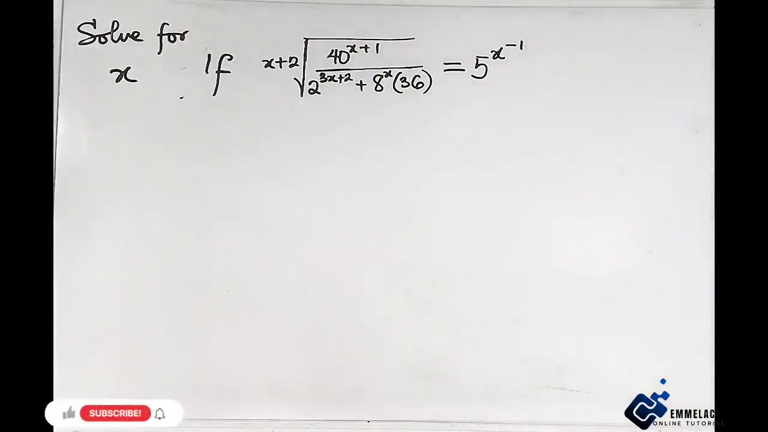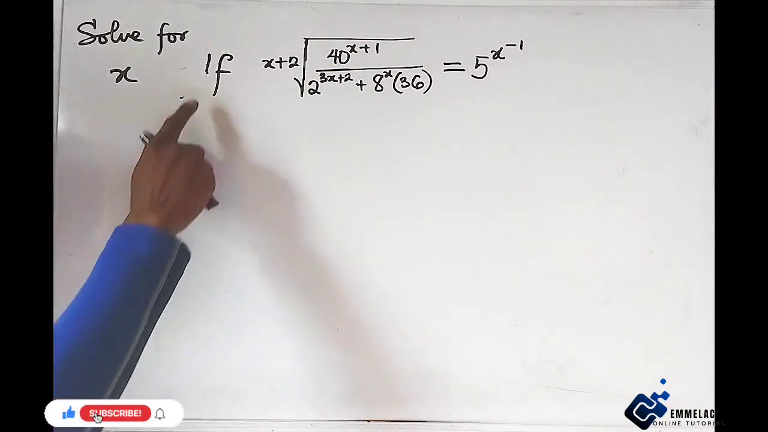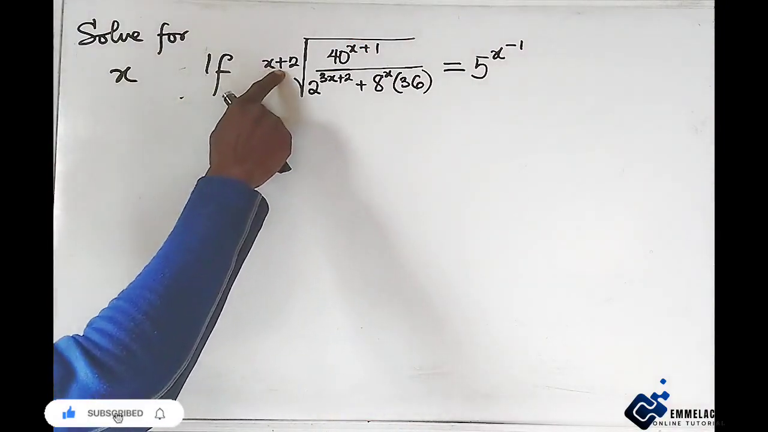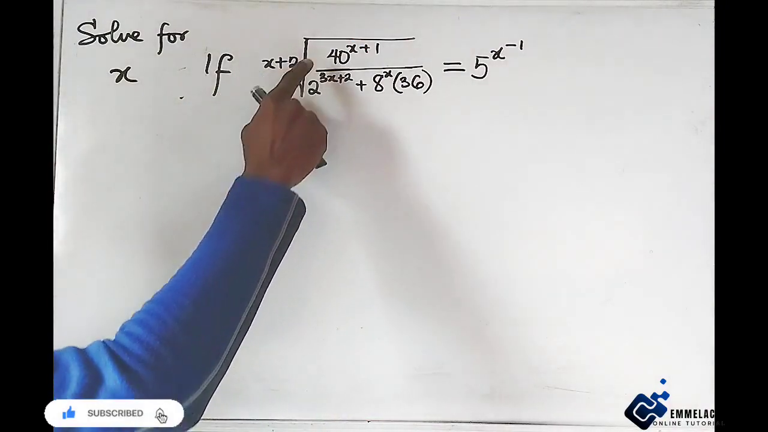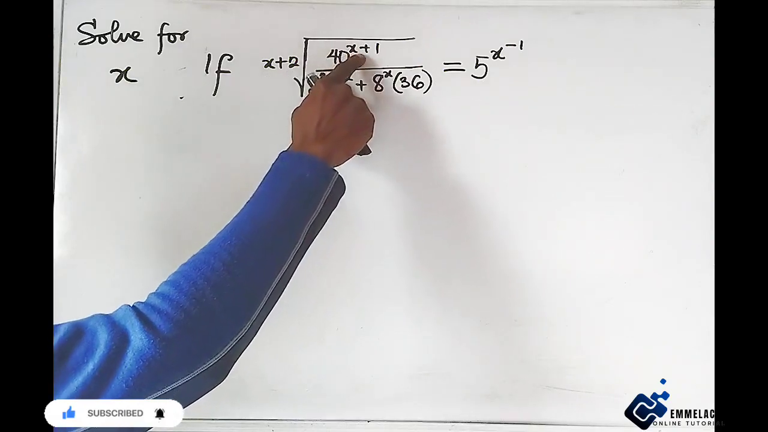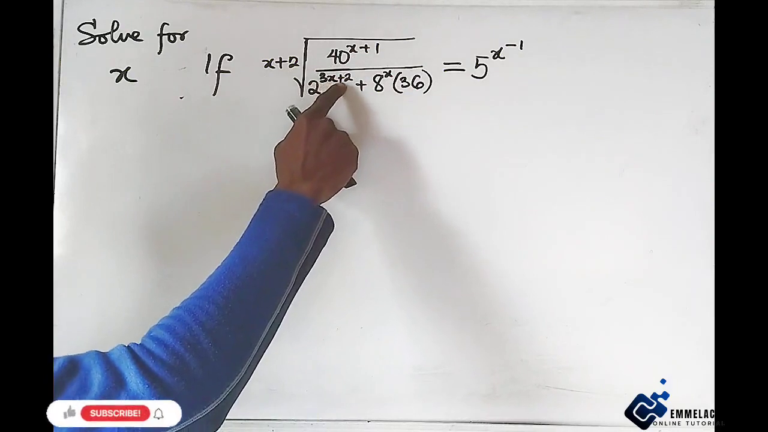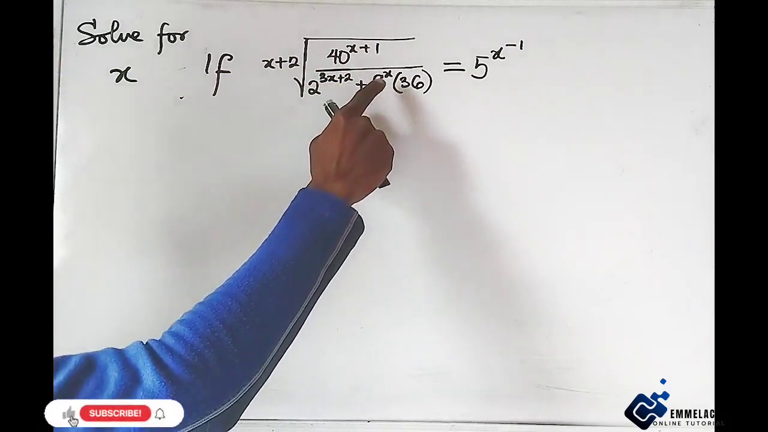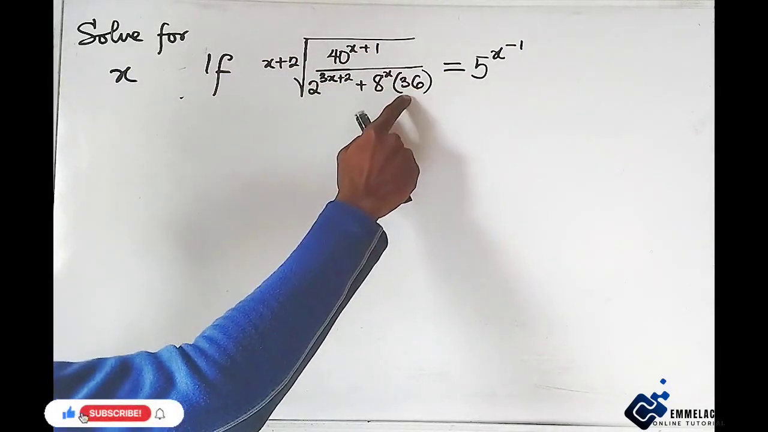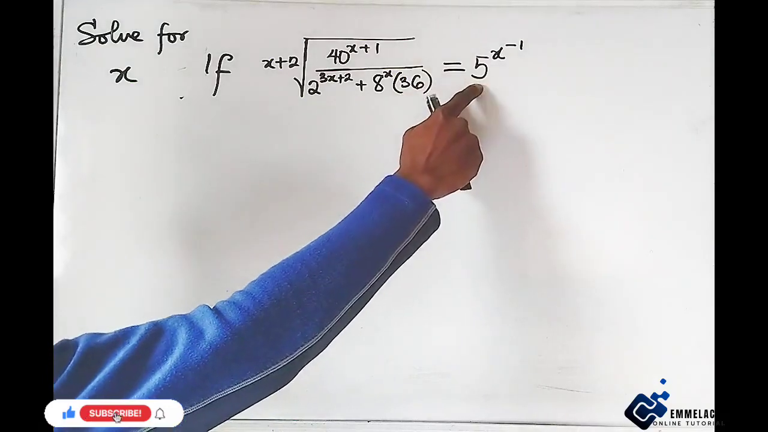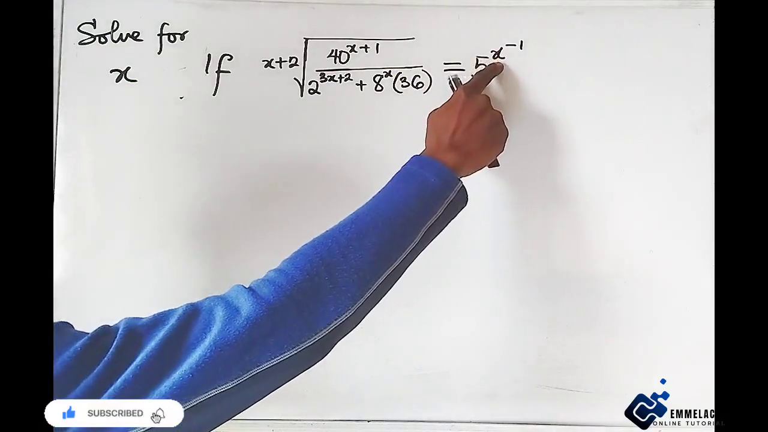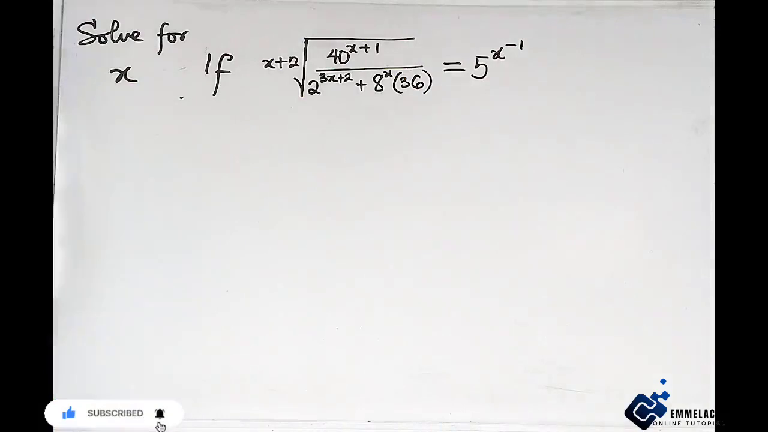Welcome to MLAC online tutorial. We are told to solve for the value of x if the (x+2)th root of 40 raised to the power of x plus 1, all divided by 2 raised to the power of 3x plus 2, plus 8 raised to the power of x times 36, equals 5 raised to the power of x, raised to the power of negative 1.